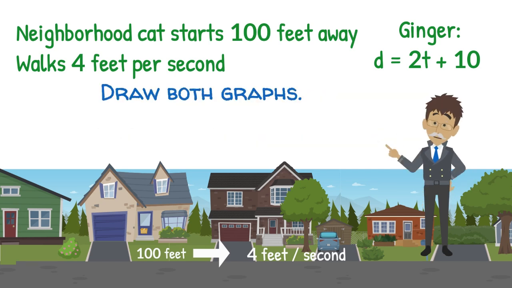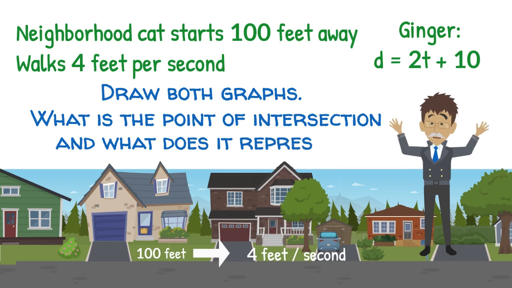Draw both graphs. What is the point of intersection and what does it represent?